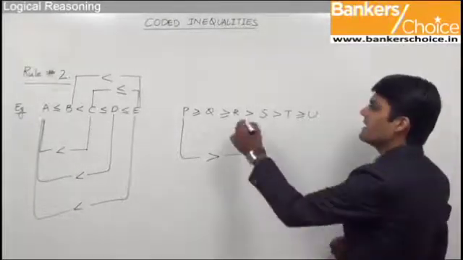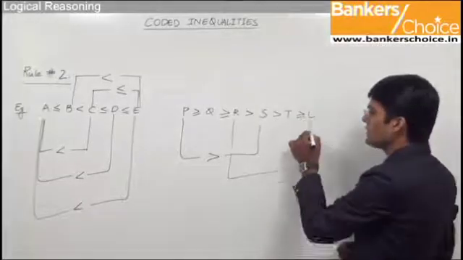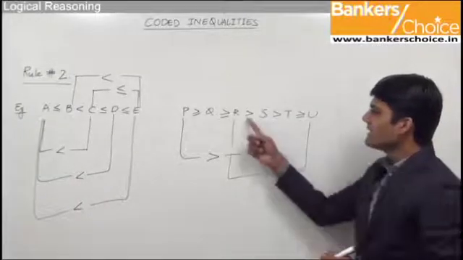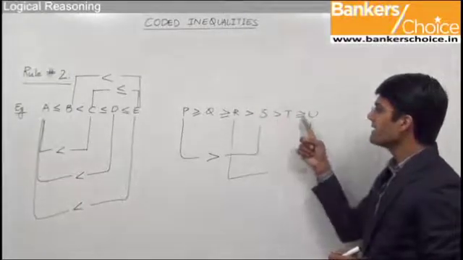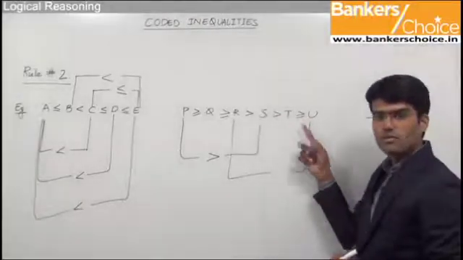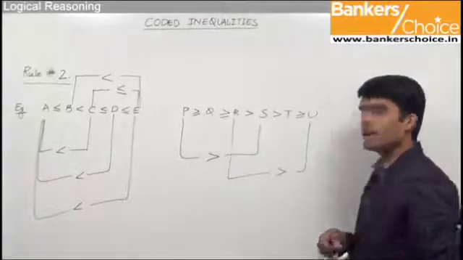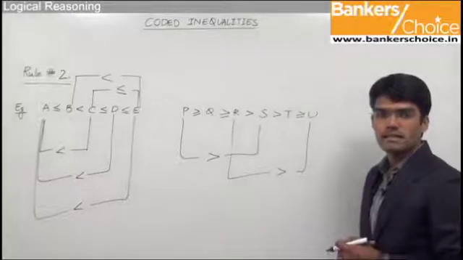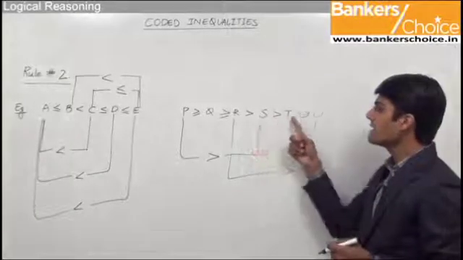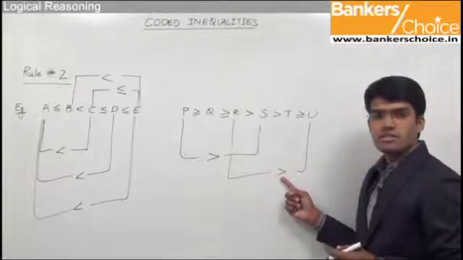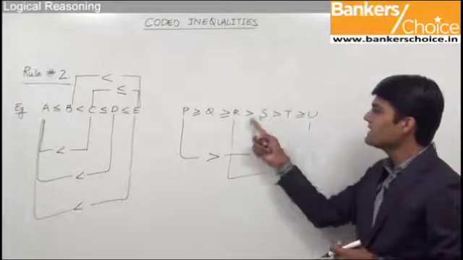When we compare the variables R and U, again we see that the different inequalities are greater than, and greater than or equal to. So we can say that the relationship between R and U should be greater than. Remember, we cannot take greater than or equal to as a relationship here because equality is missing in these two cases.